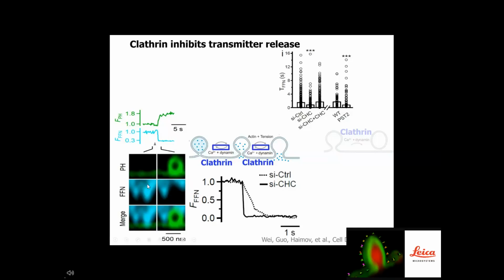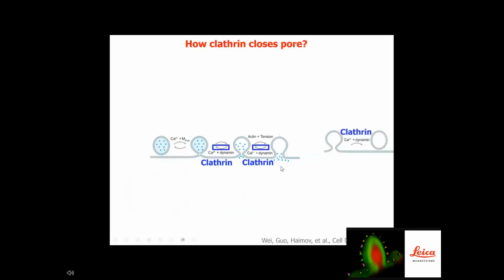And indeed, when we label the fluorescent transmitters in the vesicles and then look at their release rate, we can see this FFN release, and this release rate is speeding up by the knockdown of clathrin. So here is a control, the dotted line. And after the knockdown of clathrin, we see a speeding up of the release process. That's because of clathrin's effect on closing the pore. So we conclude that clathrin is involved in closing the pore.